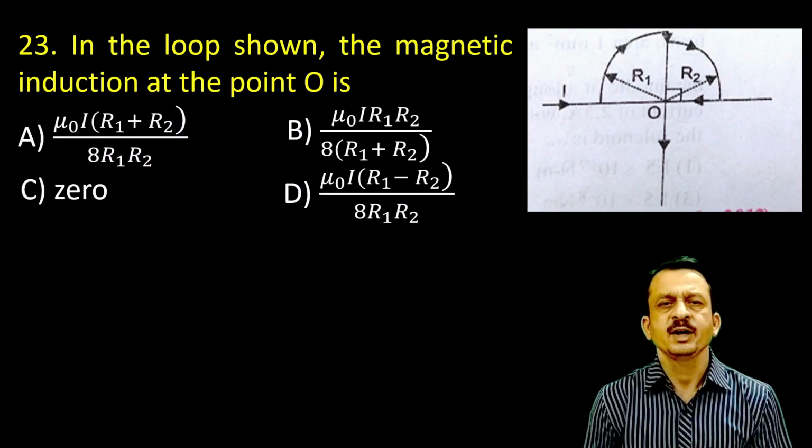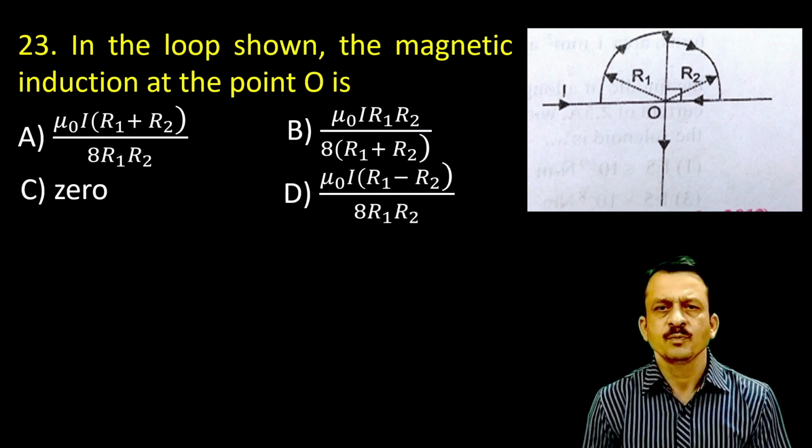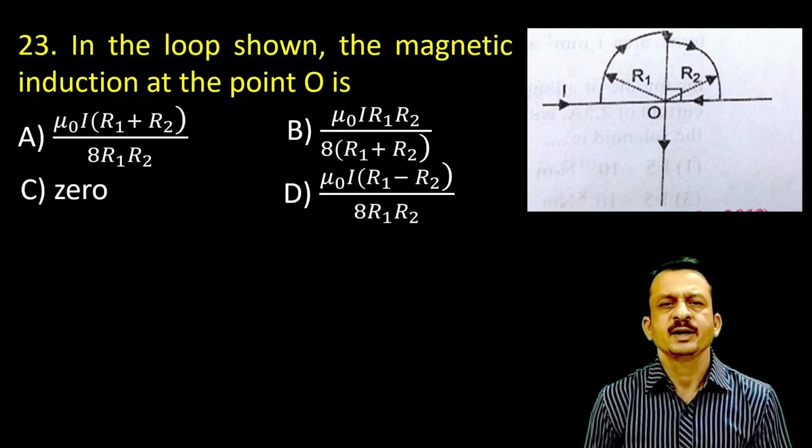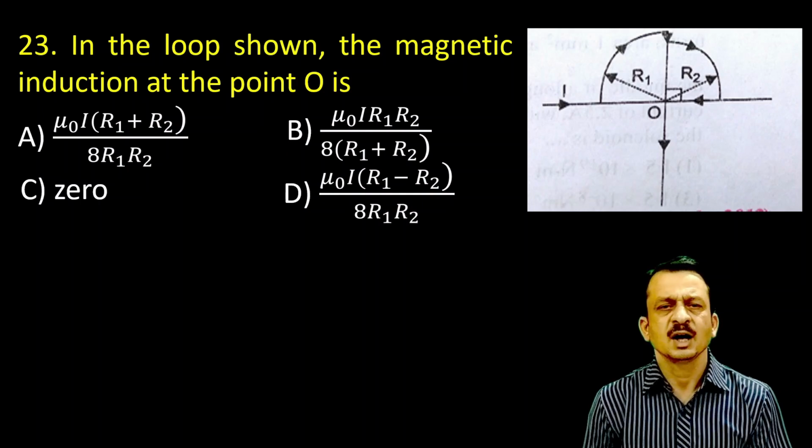Options: A, mu naught I into R1 plus R2 divided by 8 into R1 R2. B, mu naught I R1 R2 divided by 8 into R1 plus R2. C, 0. D, mu naught I into R1 minus R2 divided by 8 into R1 plus R1 R2. Now look here in the diagram.